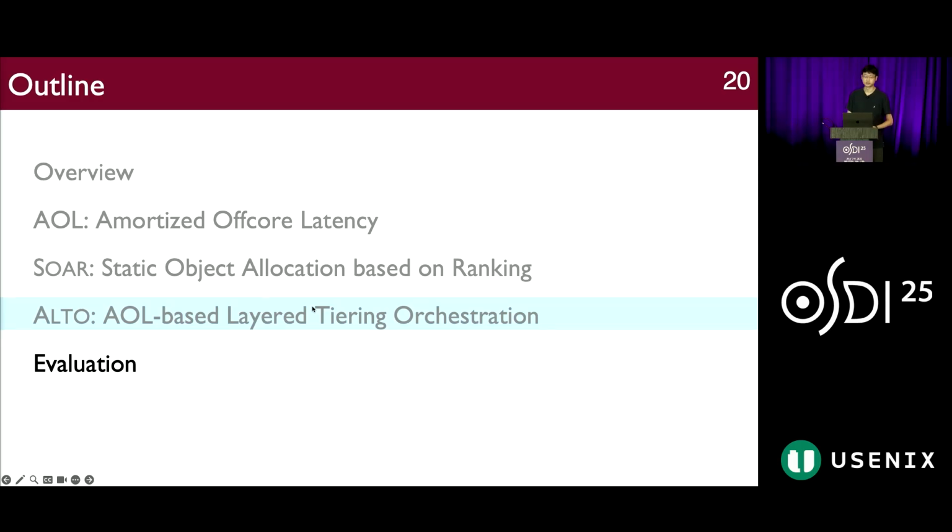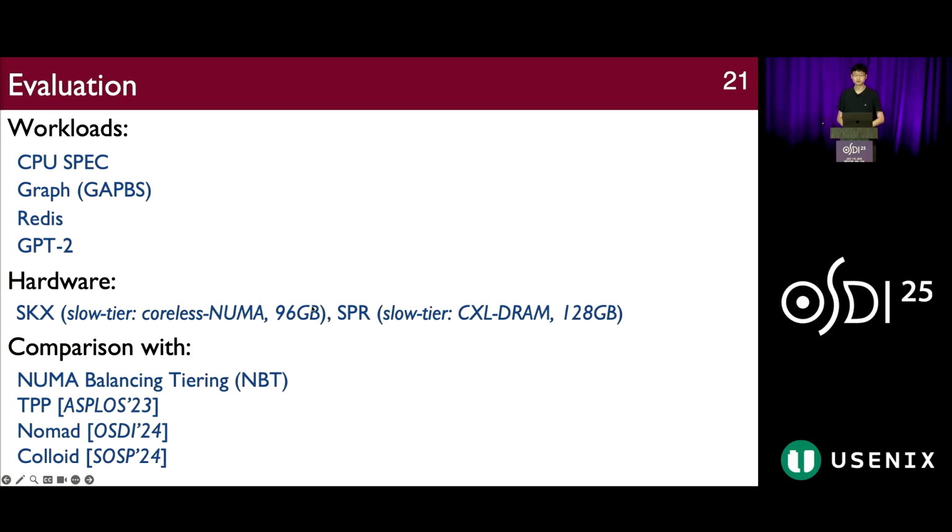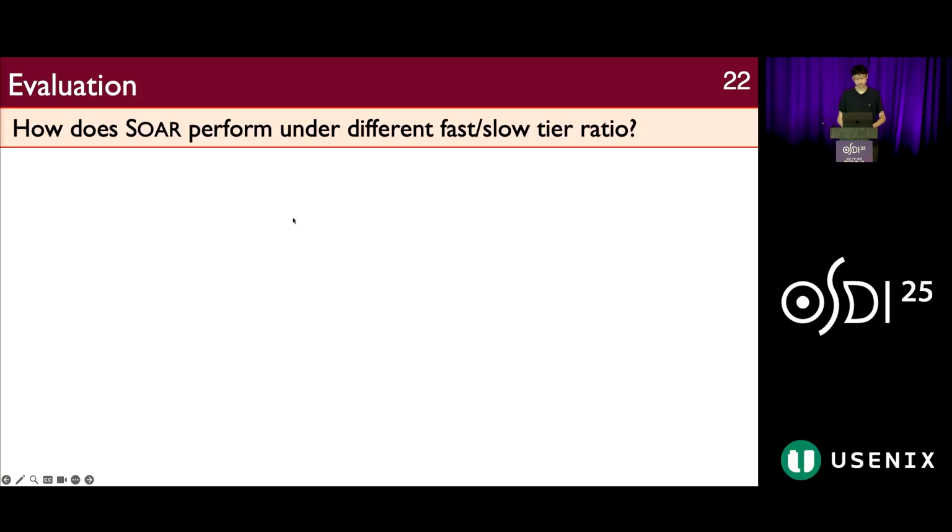Let's talk about the evaluation. We have evaluated different workloads on remote NUMA and CXL and compared with four state-of-the-art tiering designs, including Linux NUMA balancing, TPP, Nomad, and Colloid. Let's have a look at how SOAR compares with the other tiering systems.